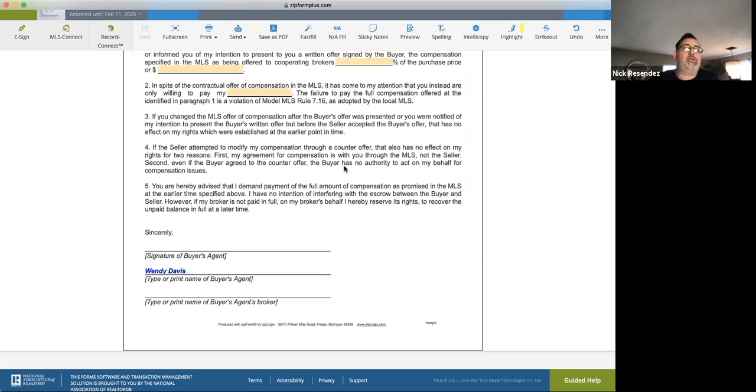You are not allowed to negotiate commissions on a purchase agreement or counteroffer. It has to be done using the appropriate form, which is the CBC, Cooperating Broker Compensation. So if you receive a counter and it says your commission's being reduced, it's not a valid agreement because the commission agreement is between the listing broker and the selling slash buying broker through the MLS.